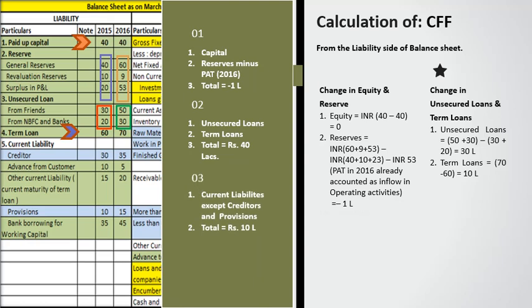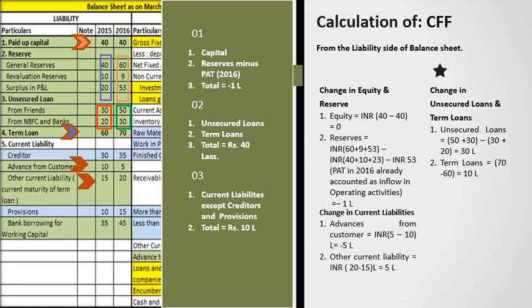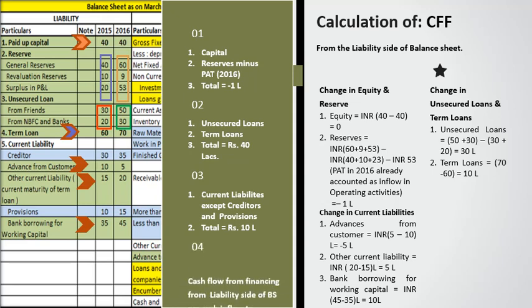Finally, we look at the change in current liabilities. Advances from customer equals rupees 5 lakhs in 2016 minus 10 lakhs in 2015 equals minus 5 lakhs. There is a reduction in advances from customers. Other current liability equals rupees 20 lakhs in 2016 minus 15 lakhs in 2015 equals rupees 5 lakhs. Bank borrowing for working capital equals rupees 45 lakhs in 2016 minus rupees 35 lakhs in 2015 equals rupees 10 lakhs. Cash flow from financing from the liability side of the balance sheet is a cash inflow to business.